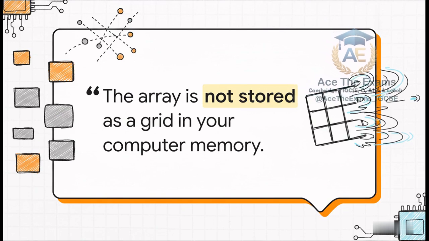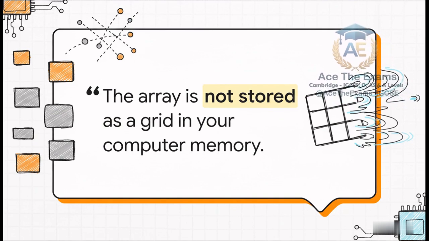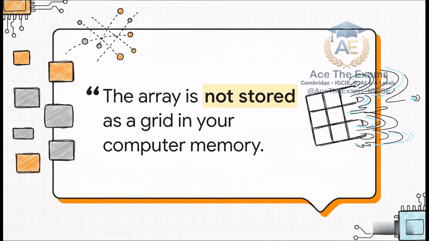The array is not stored as a grid in your computer memory. Crucially, this grid is just a mental model. Your computer's RAM doesn't physically carve out a two-dimensional box on the silicon. It's simply a structural concept, a logical mapping, designed to help us, the human programmers, visualize the data and easily write loops to read and write grouped information.